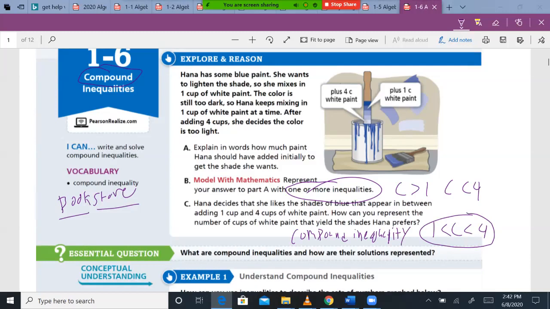And usually what we use compound inequalities for is when we're talking about in between. So for example, 2 is in between 1 and 4. 3 is in between 1 and 4. 3.5 is between 1 and 4. Because that shows that we want that number to be between. So when we have something in between, that's known as a compound inequality.